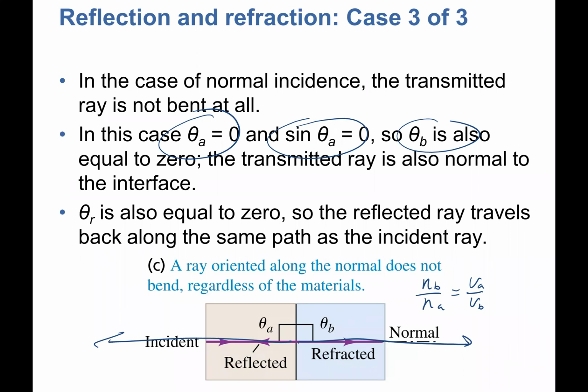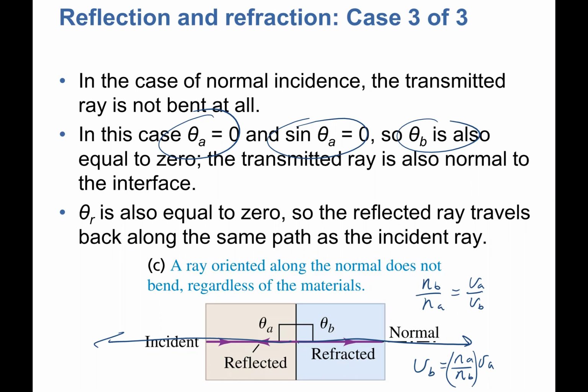So you can see it like this. Let's say VB equals NA over NB times VA. Only when NA and NB are the same will VB and VA be the same. But every time they're different, you have a different speed. No deflection, but the speed still changes.